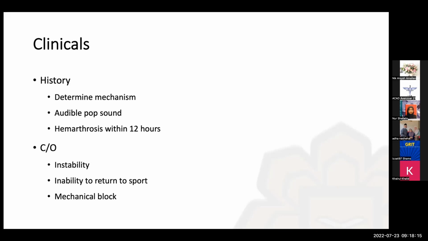And then, okay, from the history itself you can actually already tell what he has. So you can already have in your head a differential, what you want to put for the patient. And then the next question you need to ask about instability.